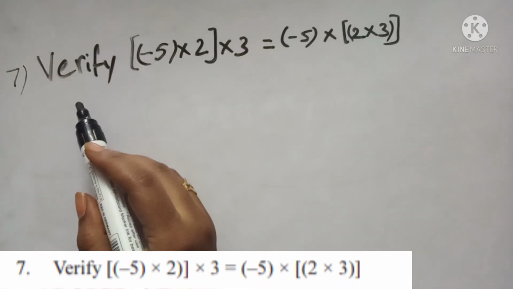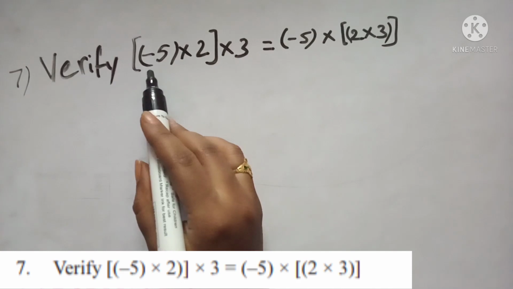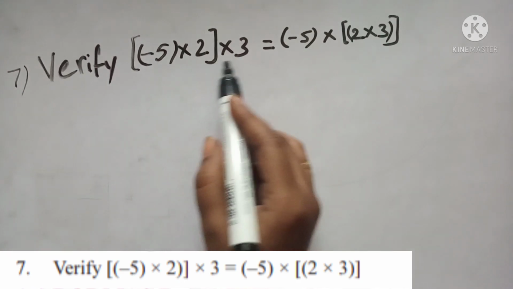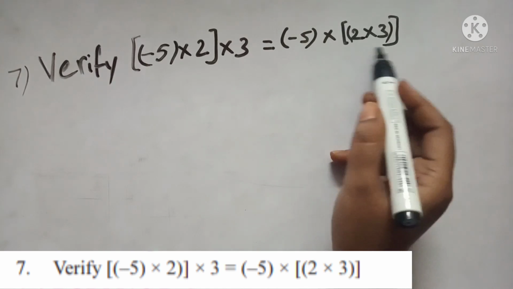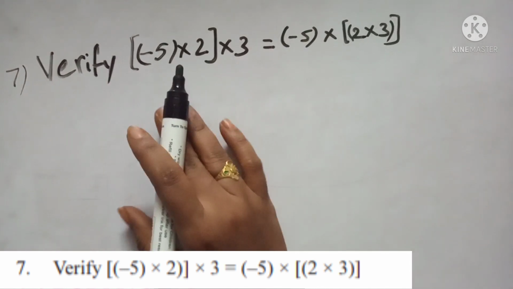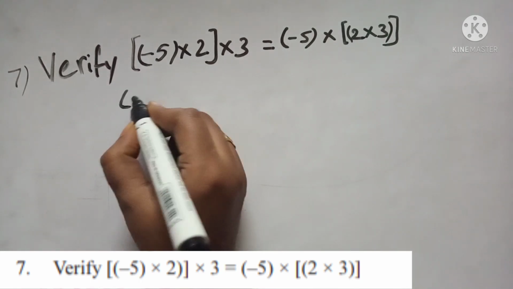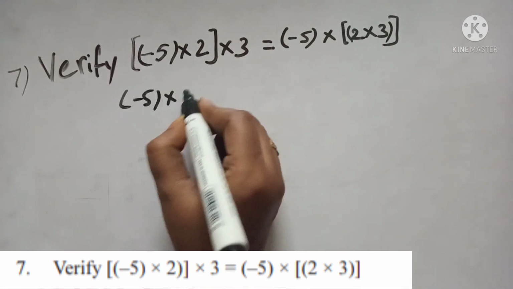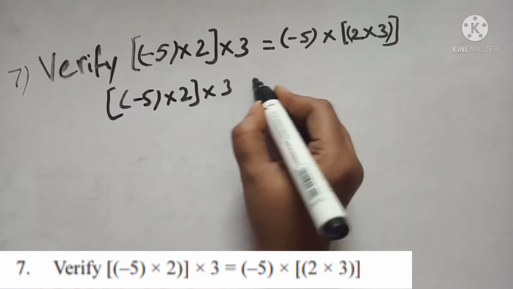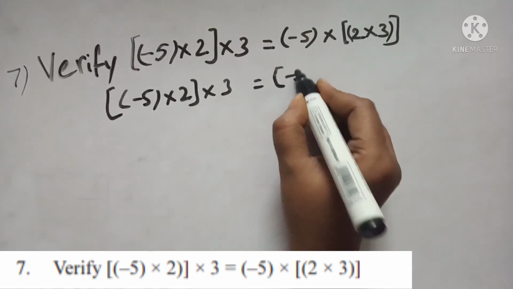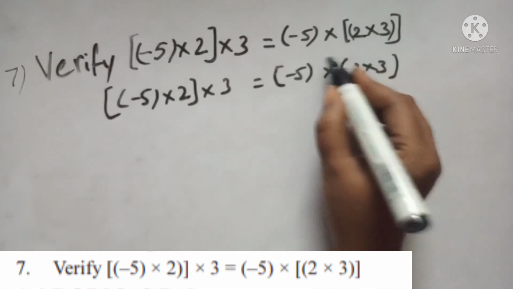So the last question of the exercise is the 7th question. Verify (minus 5 into 2) into 3 is equal to minus 5 into (2 into 3). Now let us verify the left hand side and right hand side. Minus 5 into 2 into 3 is equal to minus 5 into 2 into 3.